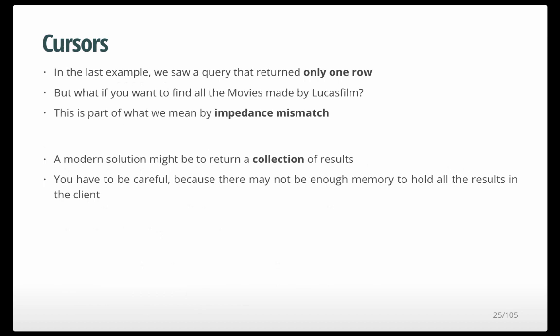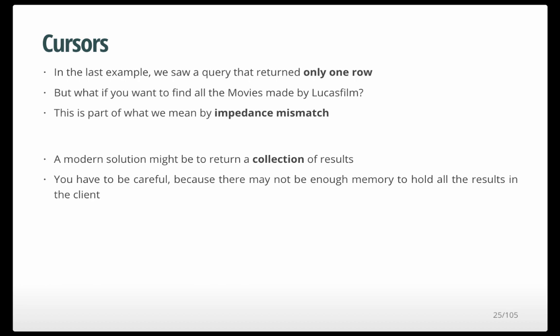Okay? Now, that worked pretty well in the last example, because the query was designed to return only 1 row. It gets more complicated when we want to look at all the rows, or many of the rows. So here we may want to look at all the movies made by Lucasfilm. Again, this is part of the impedance mismatch, because the database wants to give us all the results all at once, and the C code can only handle it one at a time, okay?